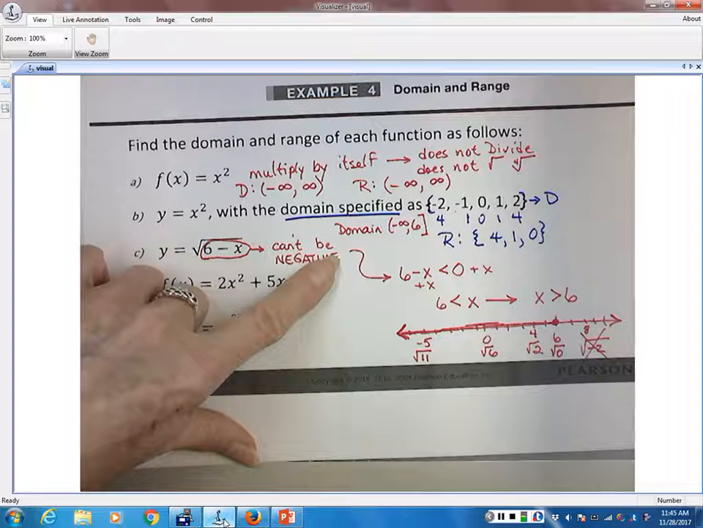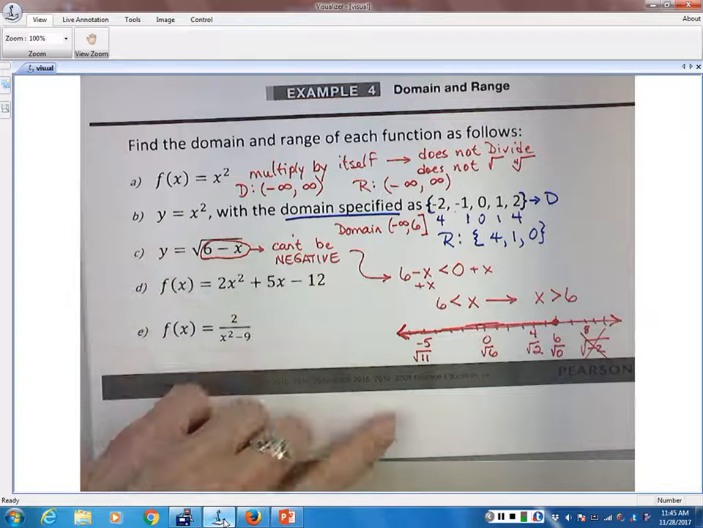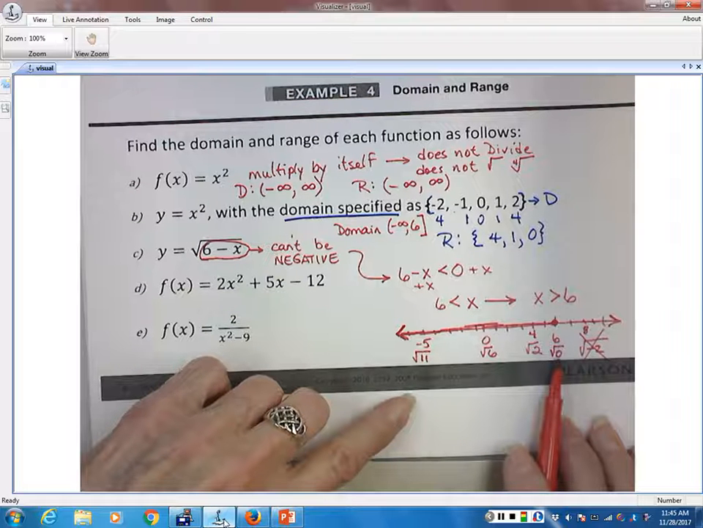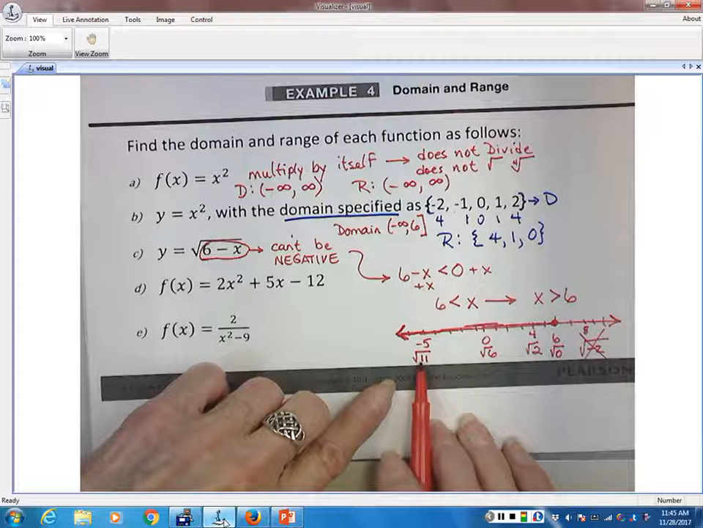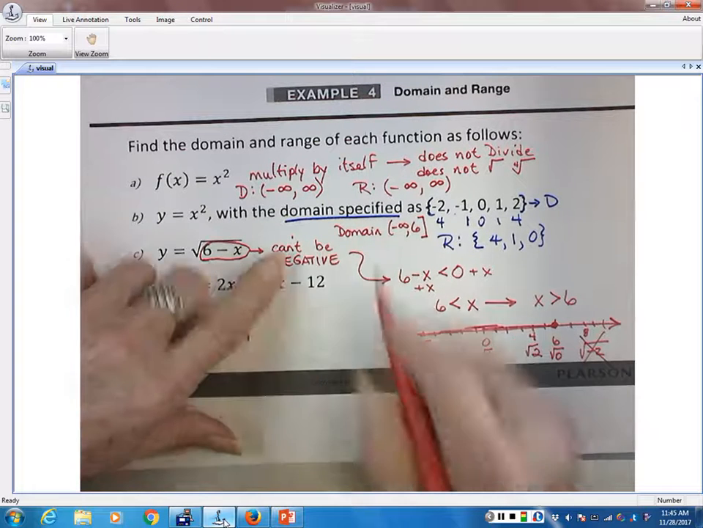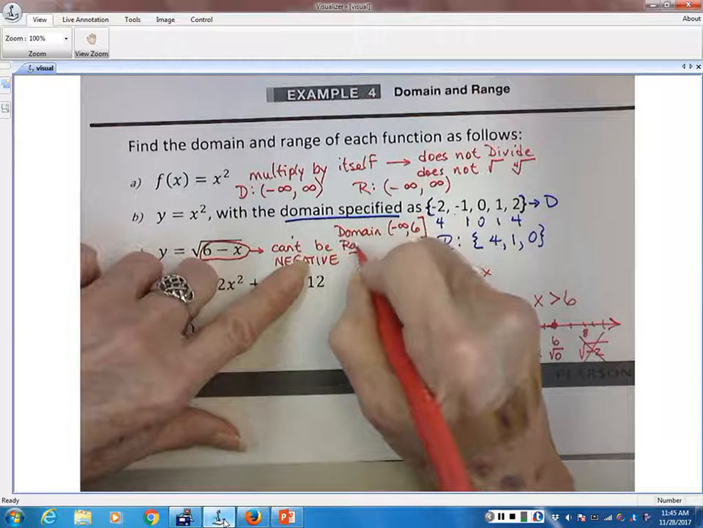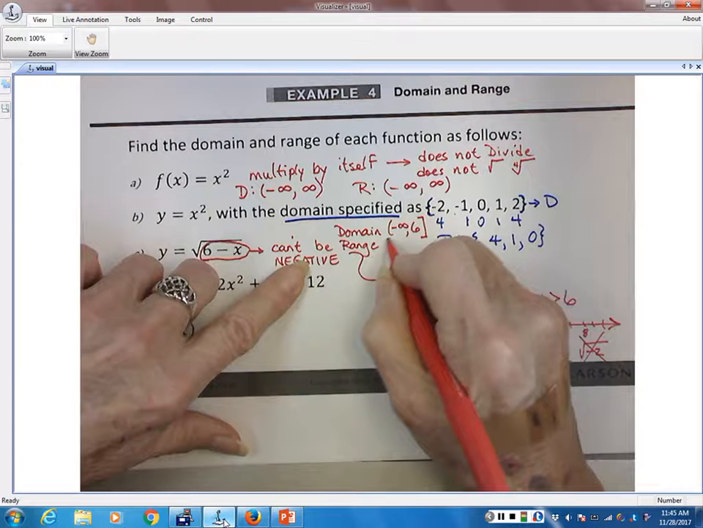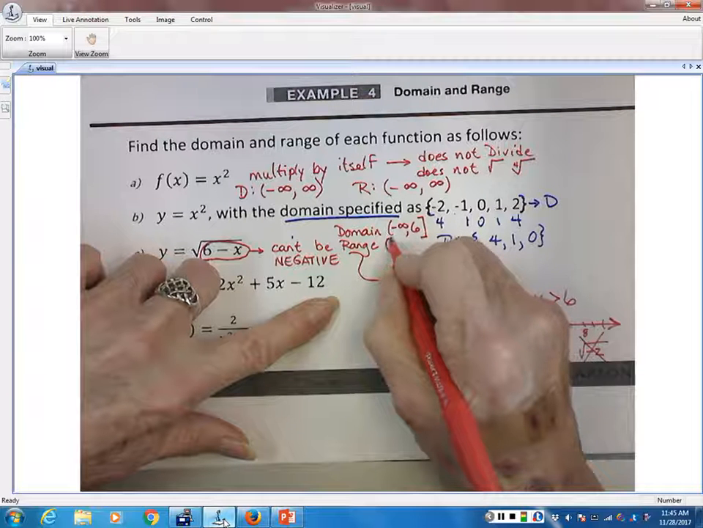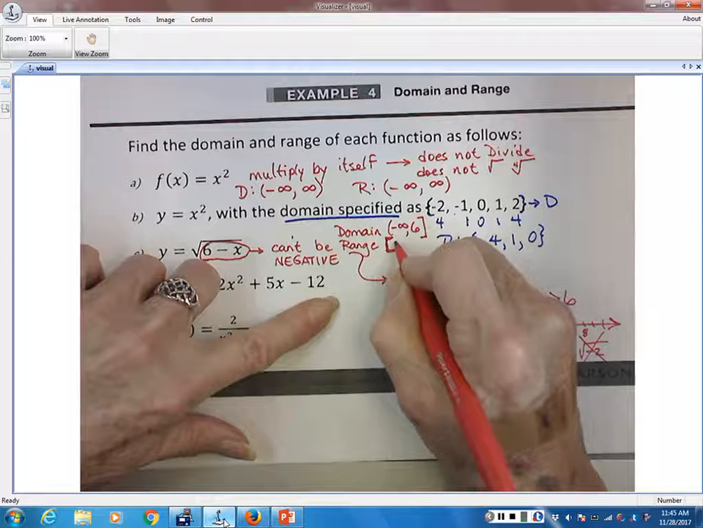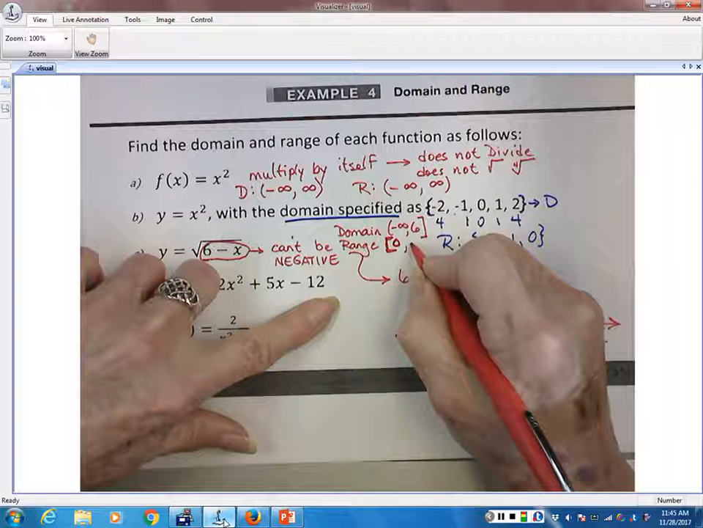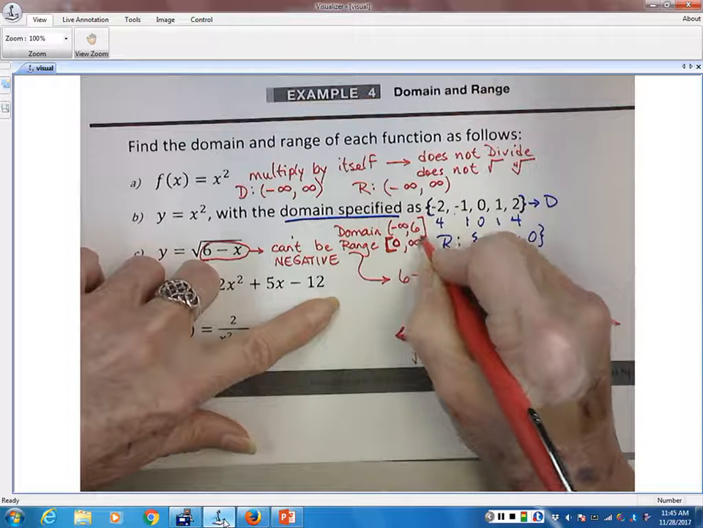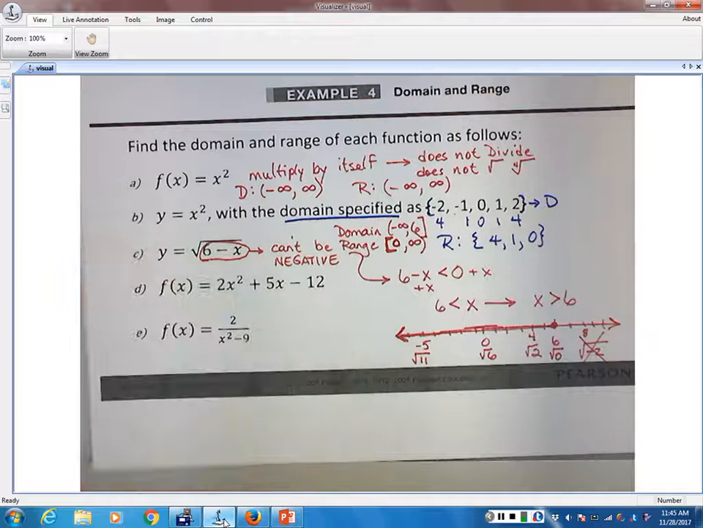And if you look at a range of values, what you see happening here is this starts out at 0, then the square root of 2, square root of 6, square root of 11. It gets bigger and bigger and bigger. So your range is going to start at 0 and include 0, so we'll put a square bracket, and it goes to positive infinity. So there's your domain and range for those two.